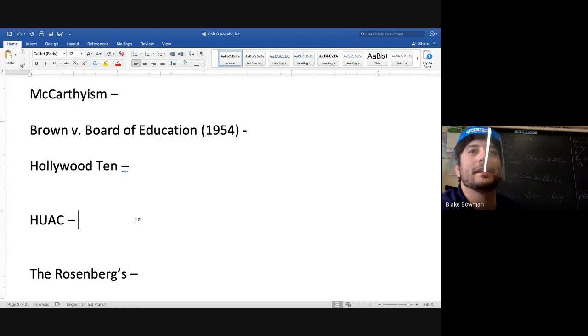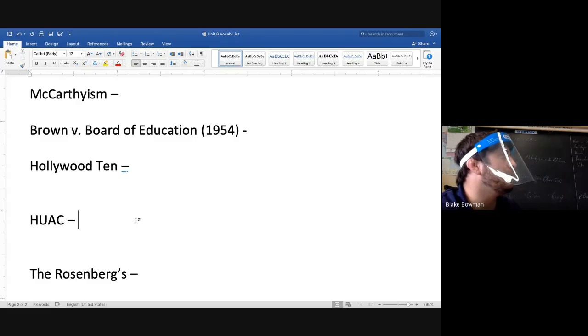Brown versus Board of Education, 1954. What do we have? What do you got here? Angel, what do you have for this one? Brown versus Board of Education. Landmark decision of the U.S. Supreme Court in which the justices ruled that U.S. state laws establishing racial segregation in schools were unconstitutional, even if the segregated schools are otherwise equal. Yeah, good job. Good job.